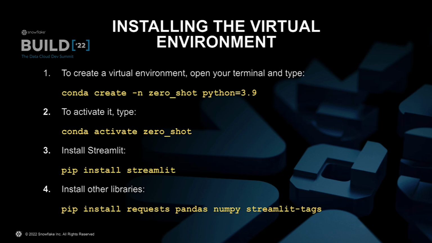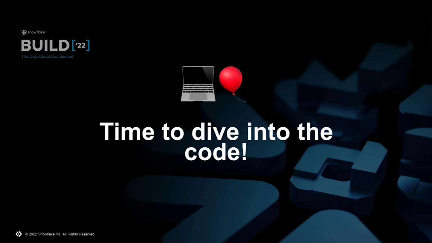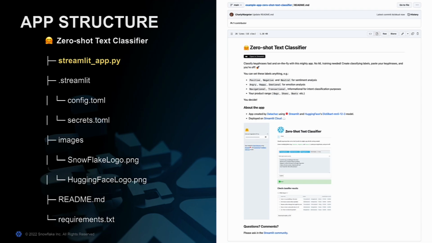Once this is activated, you need to install your libraries. So we'll install Streamlit via pip install streamlit, and then we'll install the other libraries. So you can chain them in one single line: pip install requests, pandas, numpy, and streamlit-tags. Now it's time to dive into the code. So before we do so, let's have a quick look at the app structure.